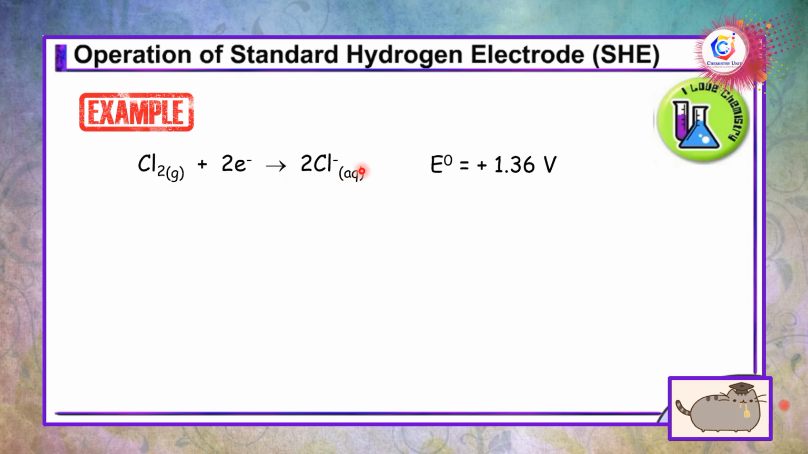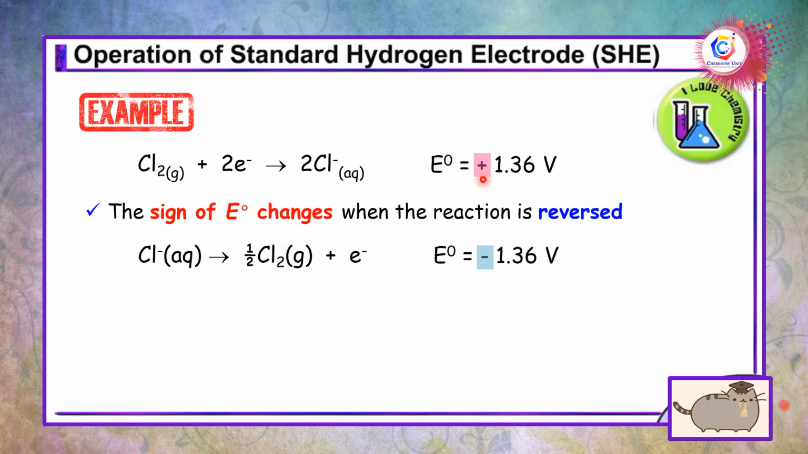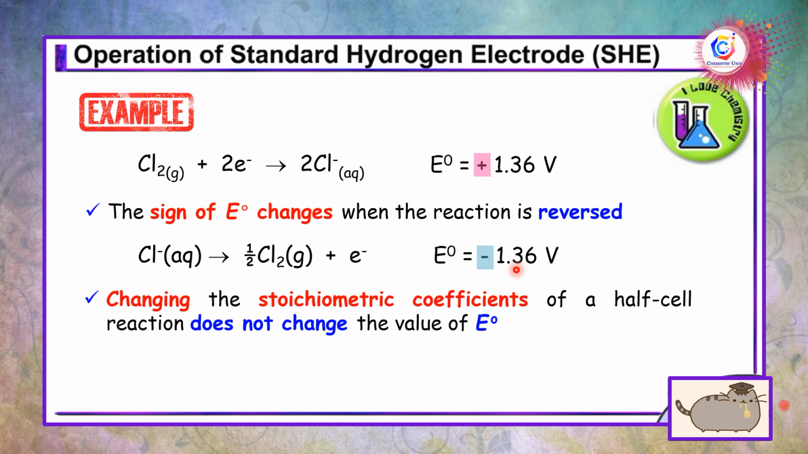Let us consider the following reaction. So the E0 value is positive 1.36 volt. If the reaction is reversed, the sign of E0 changes. For example, like this. So the sign is changed from positive to negative. However, the magnitude remains the same, 1.36 volt.